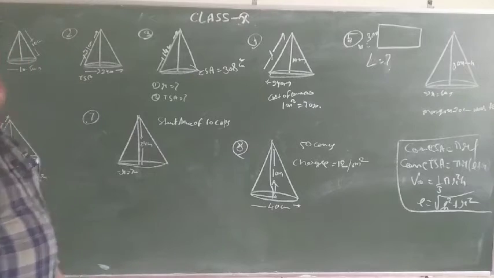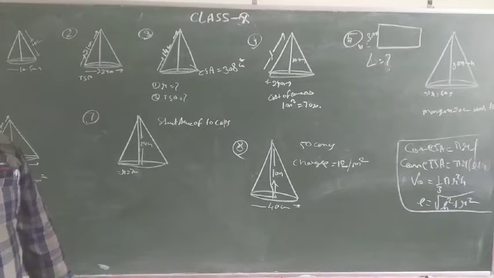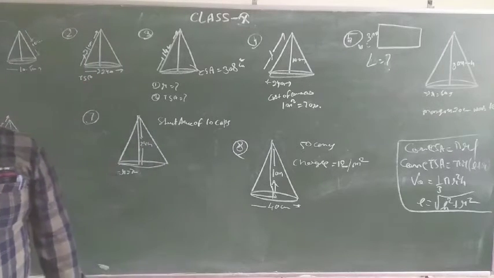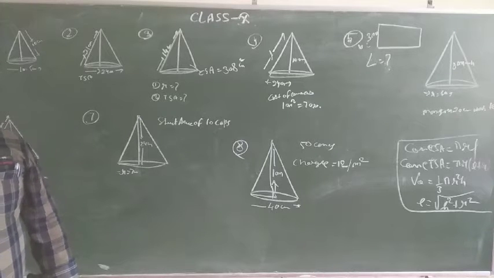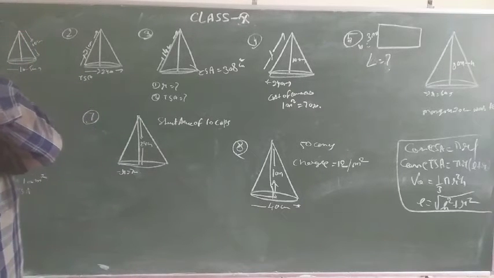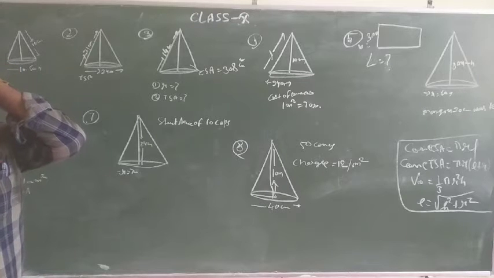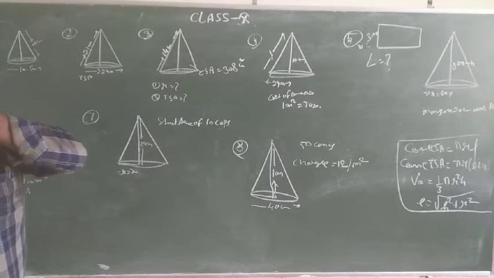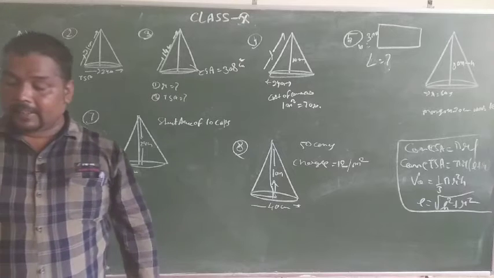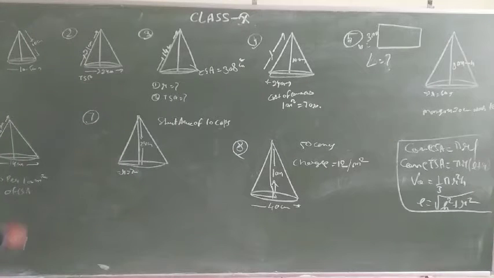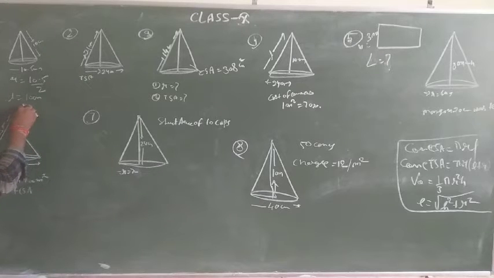So the first question in your book is: the base of the cone is 10.5 centimeter in diameter and the slant height is 10 centimeter. Find the curved surface area. The diameter is 10.5, that means radius equals 10.5 by 2, and slant height L equals 10 centimeter. Find the curved surface area.